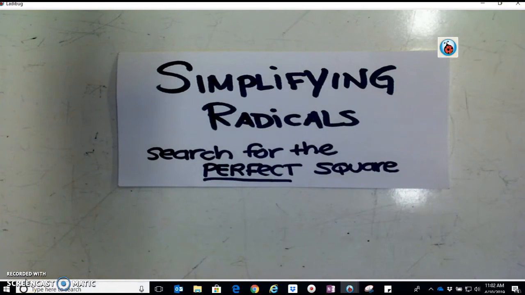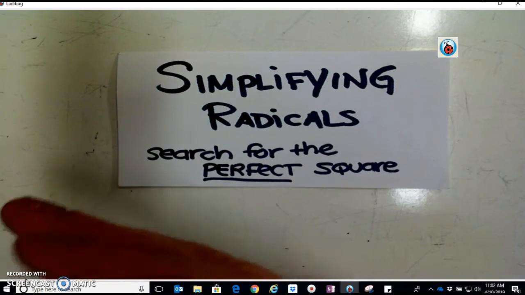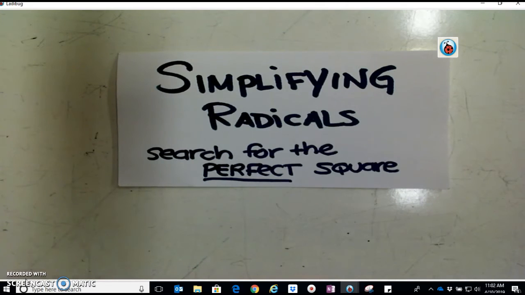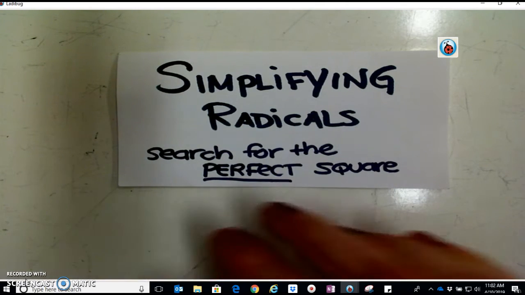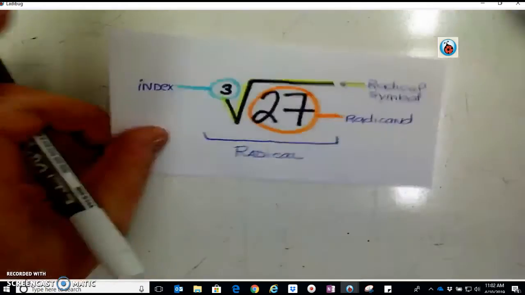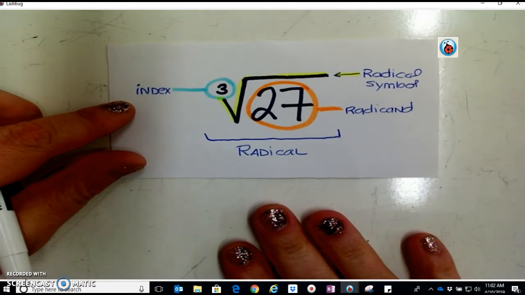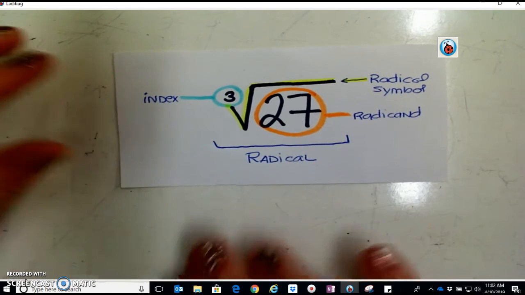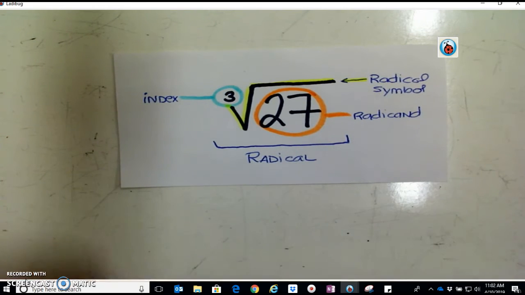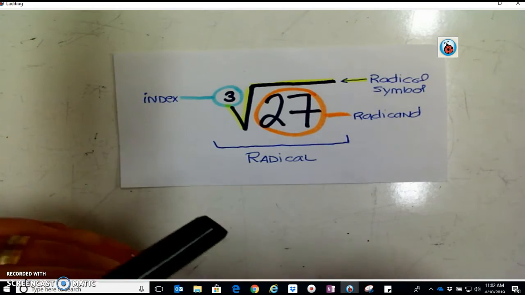Hey guys, welcome to Simplifying Radicals, Search for the Perfect Square. So this is kind of a second part to the video Simplifying Radicals, where I showed the prime factorization method. Just as a recap, we are talking about radicals. We are going to be focusing on actually square roots, so simplifying square roots, not necessarily radicals.